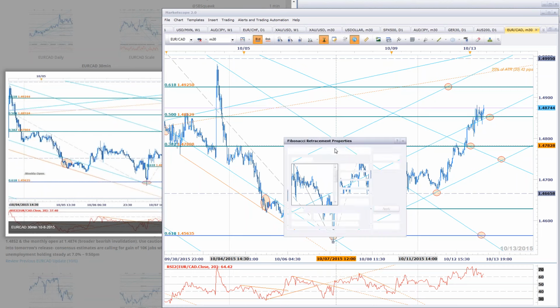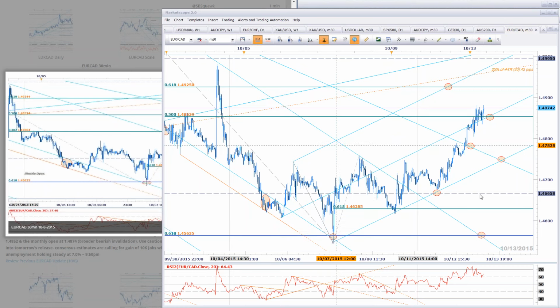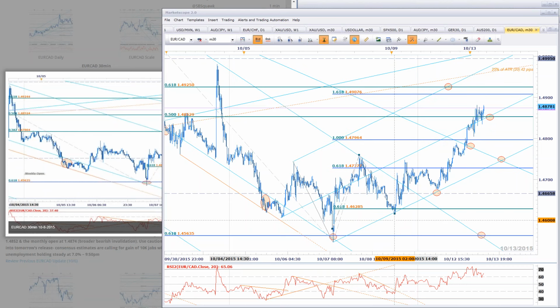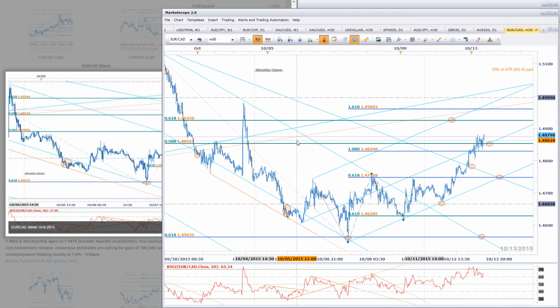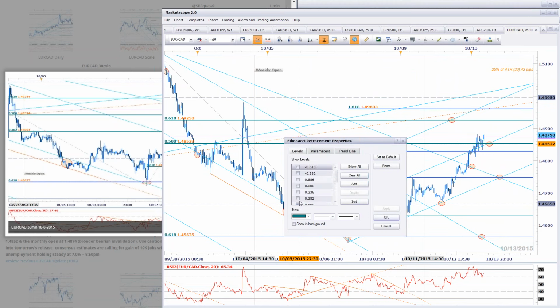Let's adjust these levels, actually. Hold on with me one sec, guys. Just want to check out a couple of things, see if there's any extensions that have been completed on this rally. Okay, so this is what we'll do. It actually works out much cleaner this way.